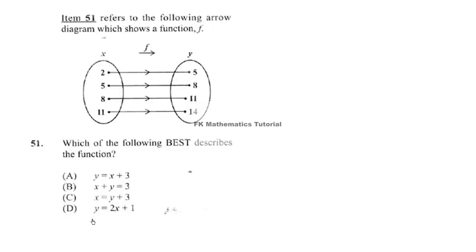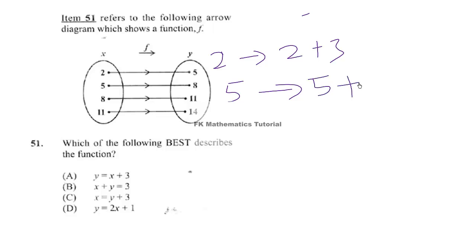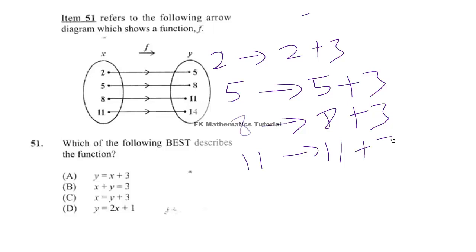All right, so let's look at 51. Item 51 refers to the following arrow diagram, which shows a function f. Which of the following best describes the function? So we can see that 2 maps onto 5. So 5 is the same as 2 plus 3. Then we can see that 5 maps onto 8. 8 is the same as 5 plus 3. We can also see that 8 maps onto 11. And 11 is the same as 8 plus 3. Then 11 also maps onto 14. 11 plus 3 is the same as 14.